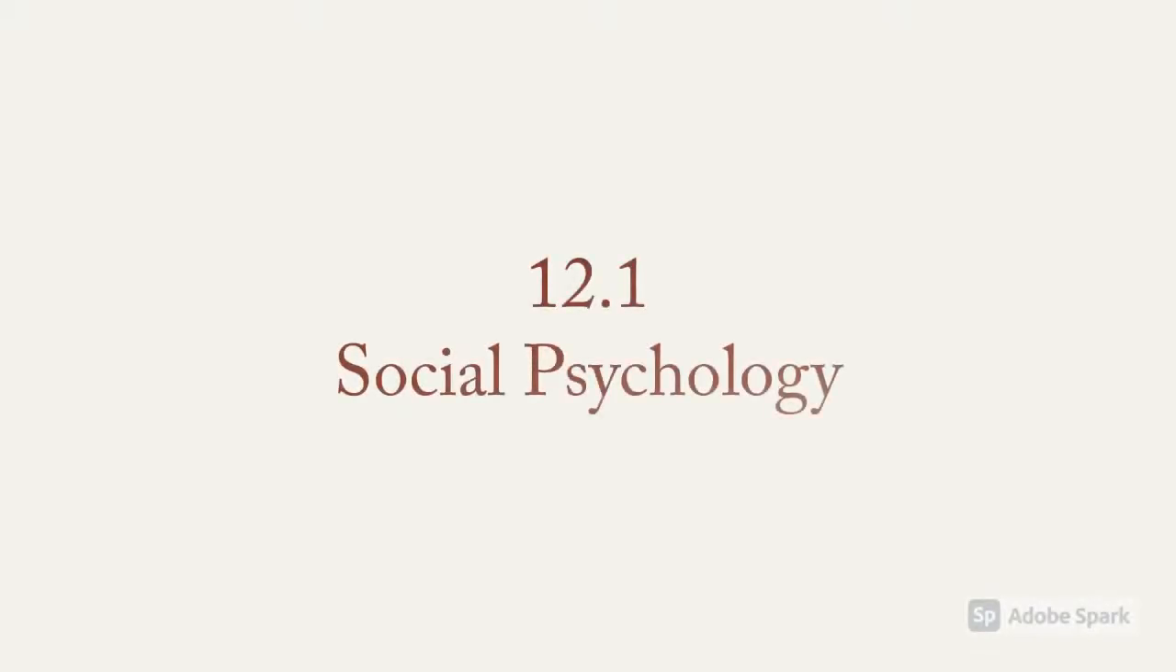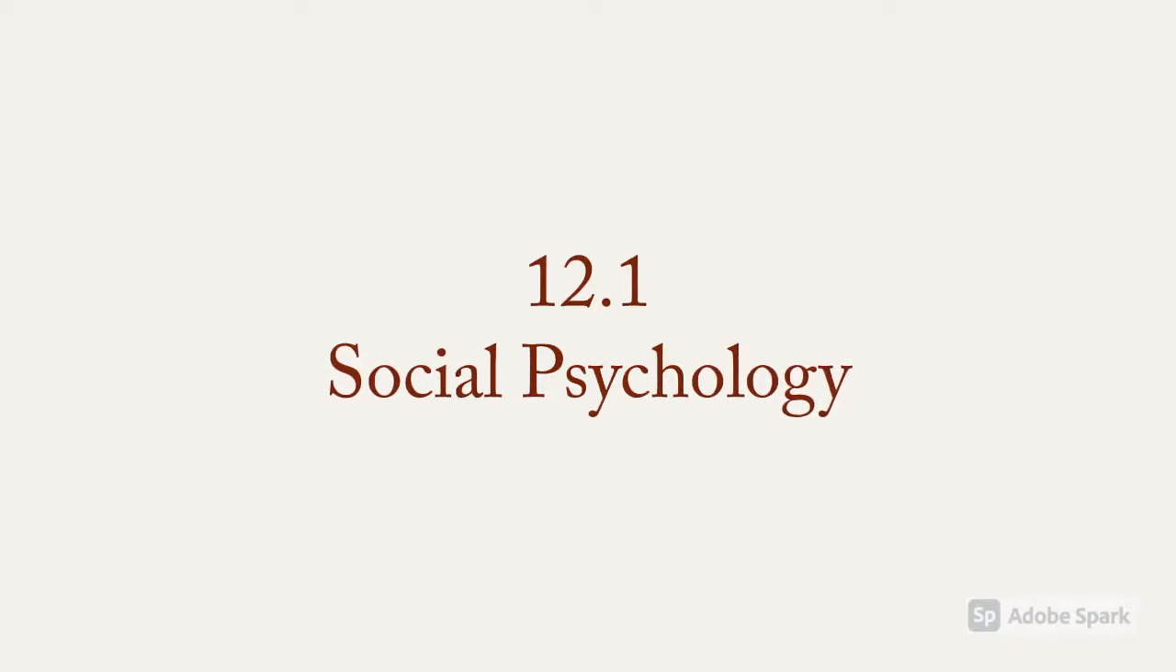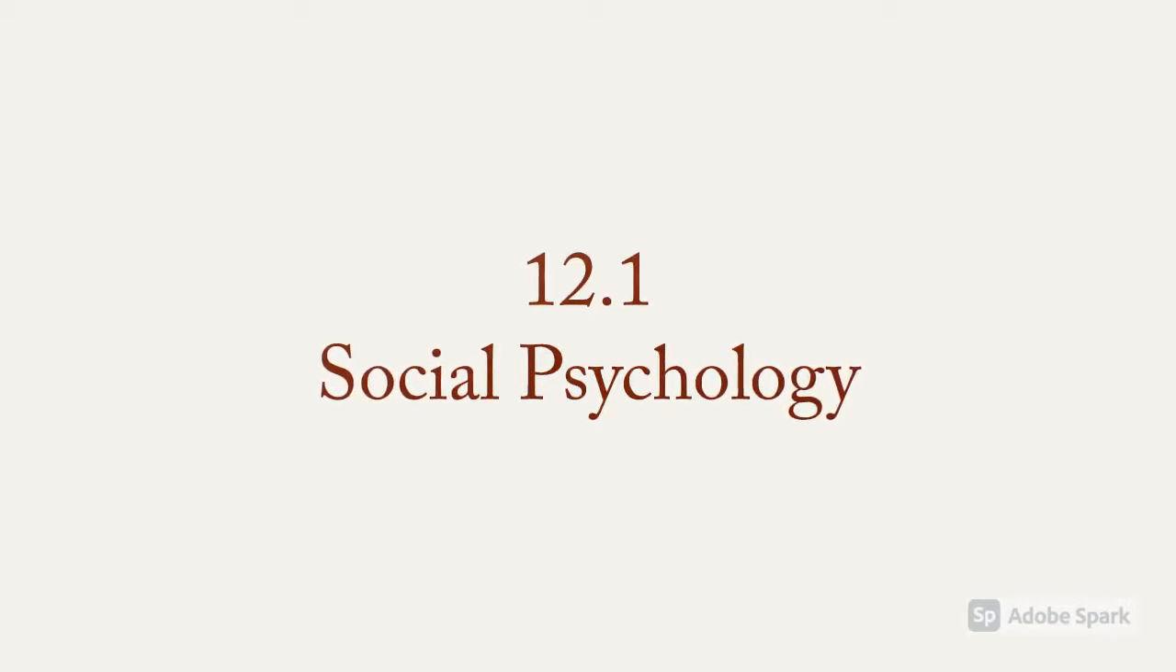Chapter 11, Part 1, Social Psychology. Social psychology is the scientific study of how people think, feel, and behave in social situations. Social cognition is the mental processes people use to make sense of their social environment. Social influence is the effect of situational factors and other people on an individual's behavior.